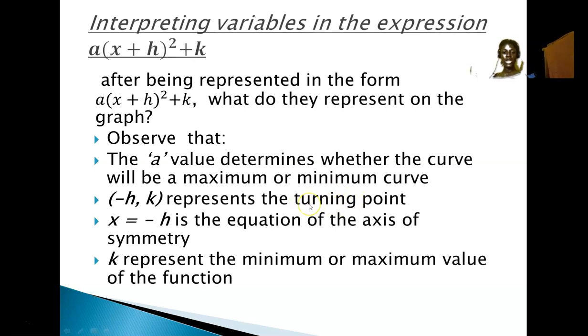Now if we want the coordinate for the turning point, then it's going to be (-h, k). So we take the value of h and we negate it, and we put that with k, and that will be the coordinate for our turning point. And the equation of the axis of symmetry, which is the line that cuts the curve in half, is x equals negative h. And another thing to note is that k represents the minimum or the maximum value of the function.